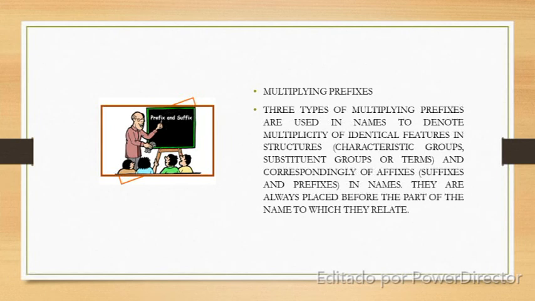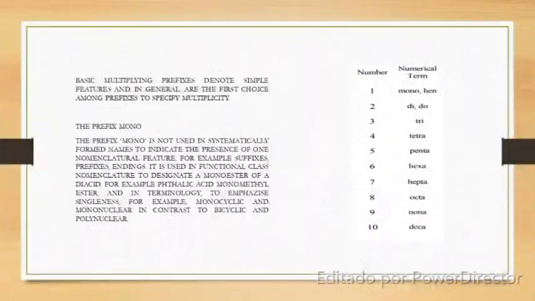Multiplying prefixes. Three types of multiplying prefixes are used in names to denote multiplicity of identical features and structures, characteristic groups, substituent groups, or terms, and correspondingly of affixes, suffixes, and prefixes in names. They are always placed before the part of the name to which they relate. Basic multiplying prefixes denote simple features and in general are the first choice among prefixes to specify multiplicity.